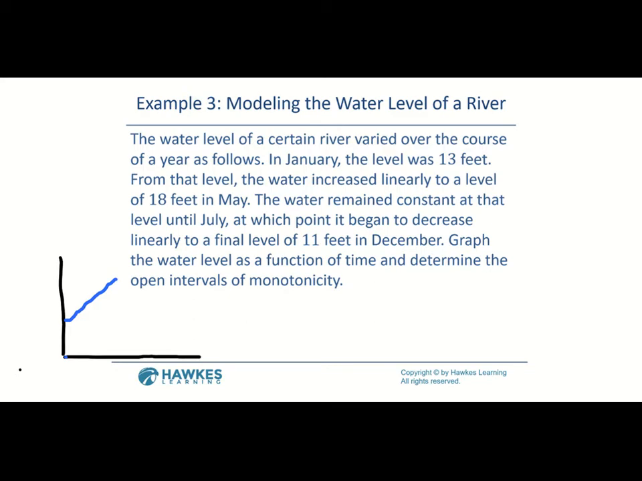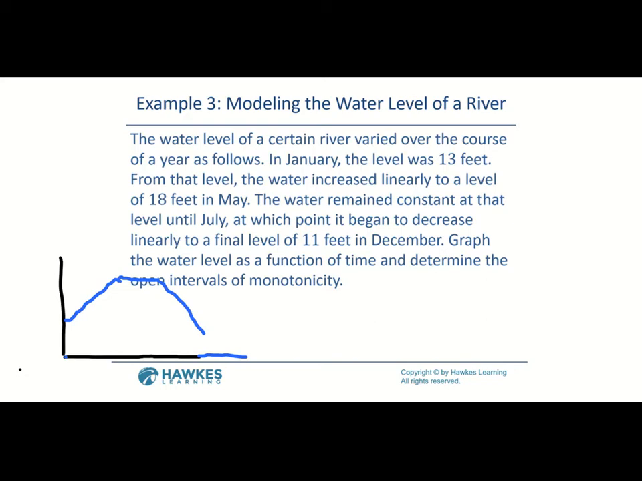The water remained constant at that level until July. So constant would mean, again, that horizontal line. So May to July, it was constant, at which point it began to decrease linearly to a final level of 11 feet, all the way to December. All right, so that would be our graph right there.